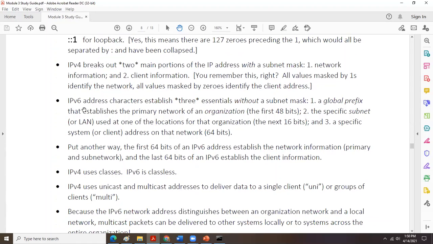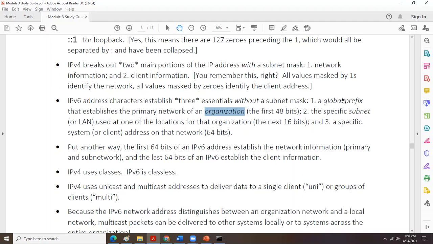With an IPv6 address, it establishes three essentials without a subnet mask: a global prefix that establishes the primary network of an organization. Now, this is something that's really funky, and I want to spend just a moment explaining this. Let's pretend that Apple Computers has purchased IPv6 public address space. Well, they actually have. Or Microsoft has. What about Google? They actually have. What about Yahoo? Yeah, most of the big players have IPv6 address space now.